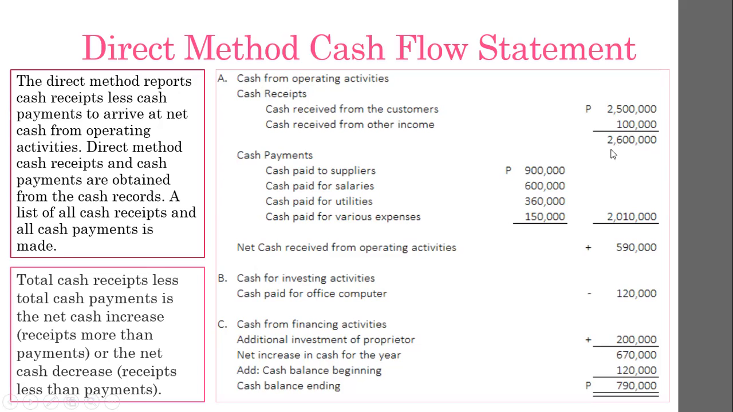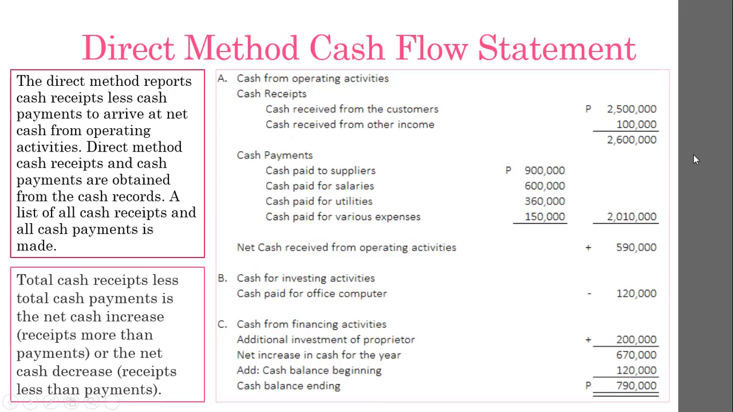Then, ililess natin sa total cash payments. Pero ano nga ba yung mga under ng cash payments? Cash paid to suppliers, 900,000. Cash paid for salaries, 600,000. Cash paid for utilities, 360,000. Then, cash paid for various expenses. I-add po natin to, yung total cash payments natin, which is 2,010,000. Ano bang sabi dito sa statement? Total cash receipts less total cash payments is the net cash increase.